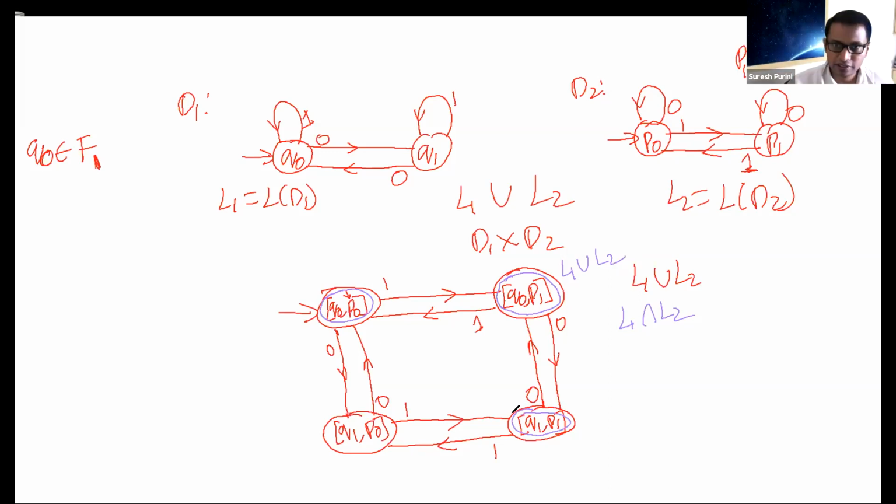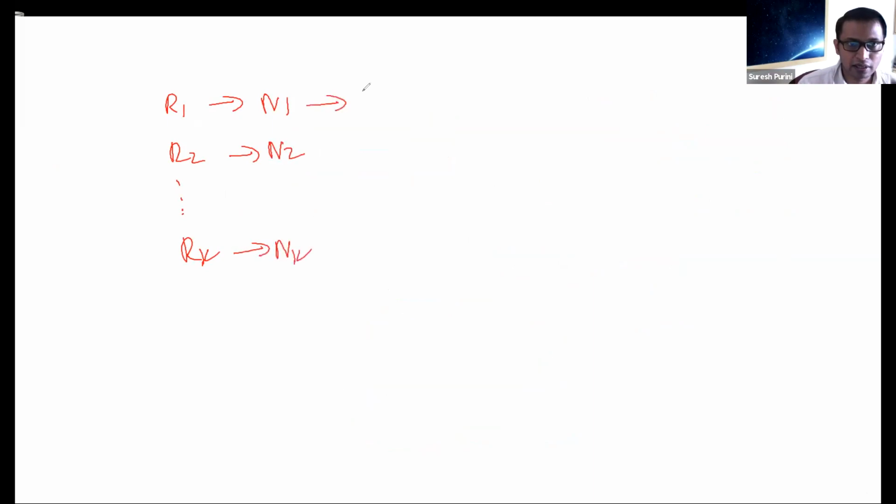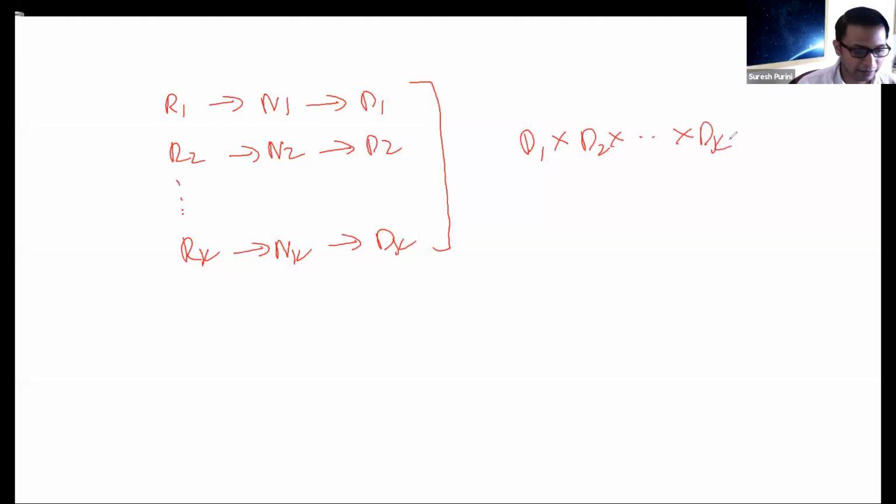So the idea here is, moving forward, in general, if we have K languages, we start with regular expressions R1, R2, Rk. So we have NFA N1, NFA N2, NFA NK, and DFAs D1, D2, DK. And from all these K DFAs, we construct a product automata, D1, D2, and so on up to DK.